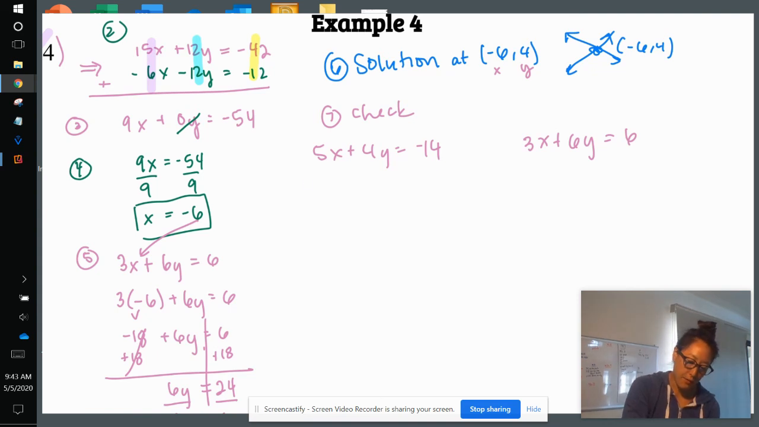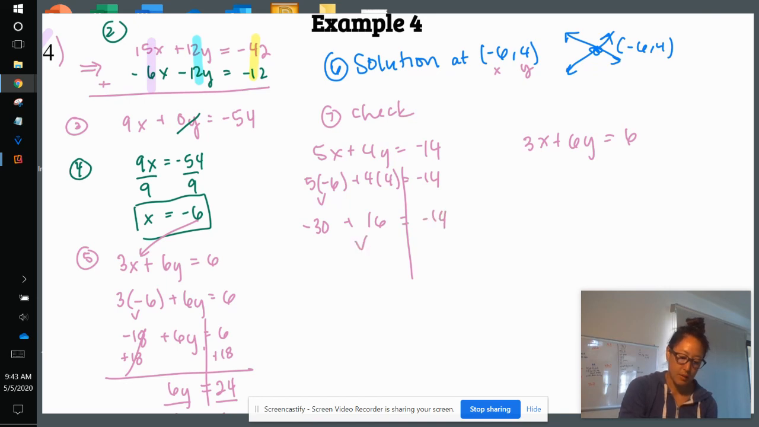Okay, so 5 times -6 plus 4 times 4 gives me -14. Okay, simplify. -30 plus 16 is equal to -14. Negative 30 plus 16 gives me negative 14. So negative 14 is equal to negative 14. Verified. All right, the second equation, 3 times negative 6 plus 6 times 4 gives me 6.